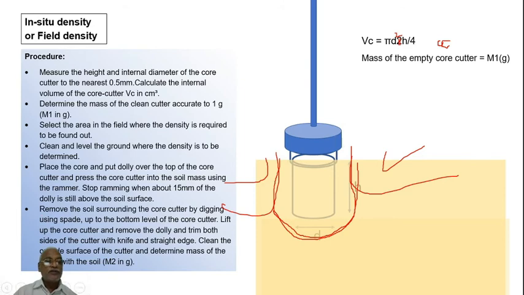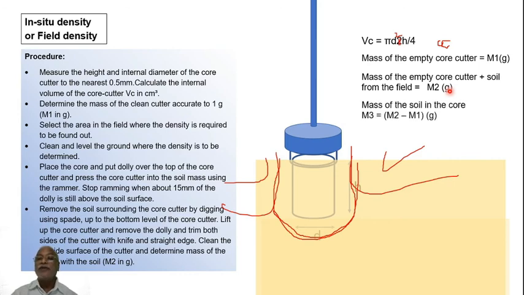Remove the soil surrounding the core cutter by digging using a spade up to the bottom level of the core cutter. Lift up the core cutter and remove the dolly, and trim both sides of the cutter with a knife and straight edge. Clean the outside surface of the cutter and determine the mass of the cutter with the soil, and that is M2. So you have the mass of the core, not empty, the mass of the core plus soil from the field, equal to M2 grams.